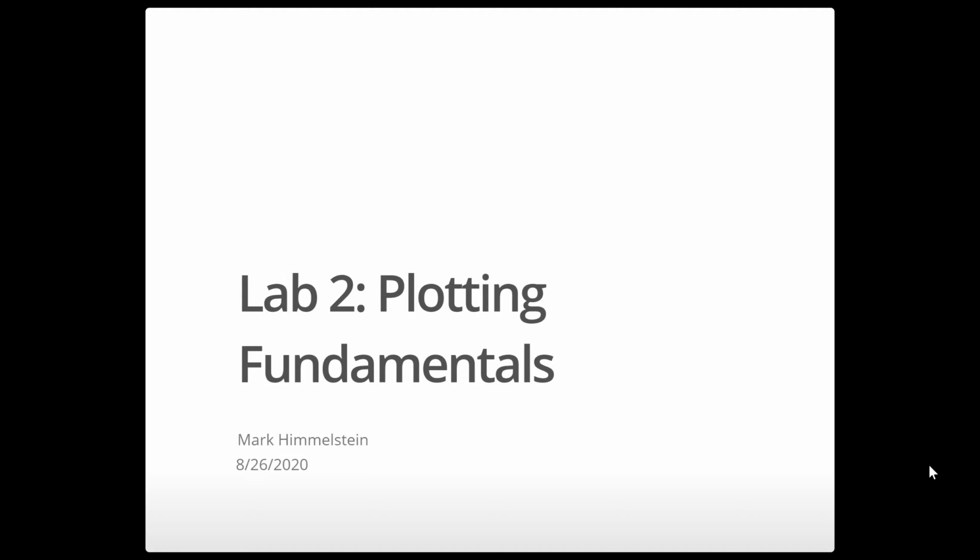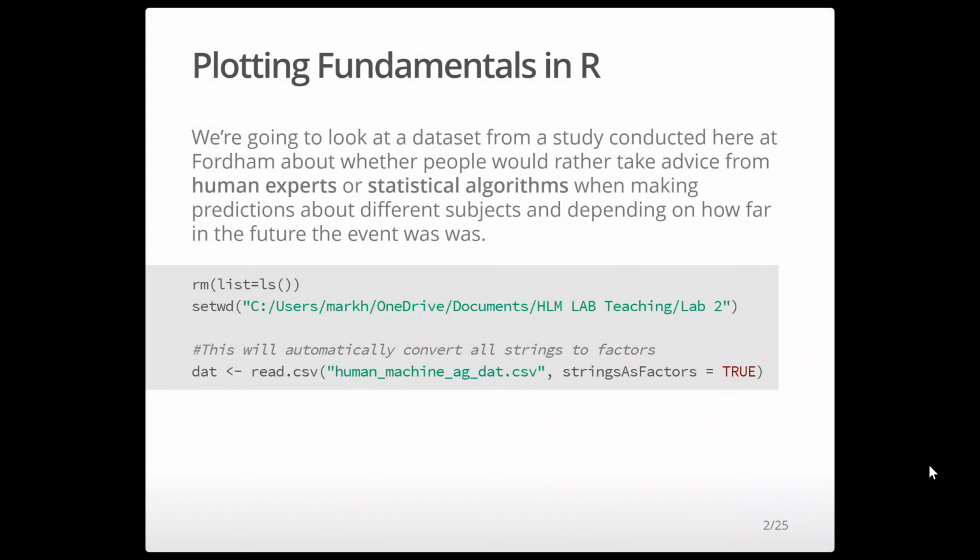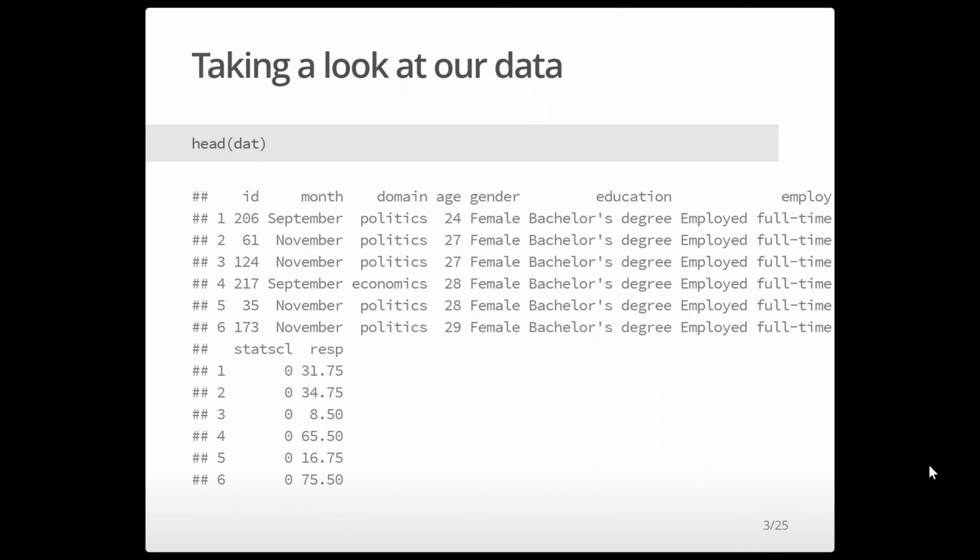Our last video this week is going to look at how we can do data visualization in R. So we're going to look at the same data set again, and just as a review, this was data about whether people preferred advice from human experts or statistical algorithms when making predictions about different subjects, and depending on how far in the future the event was.